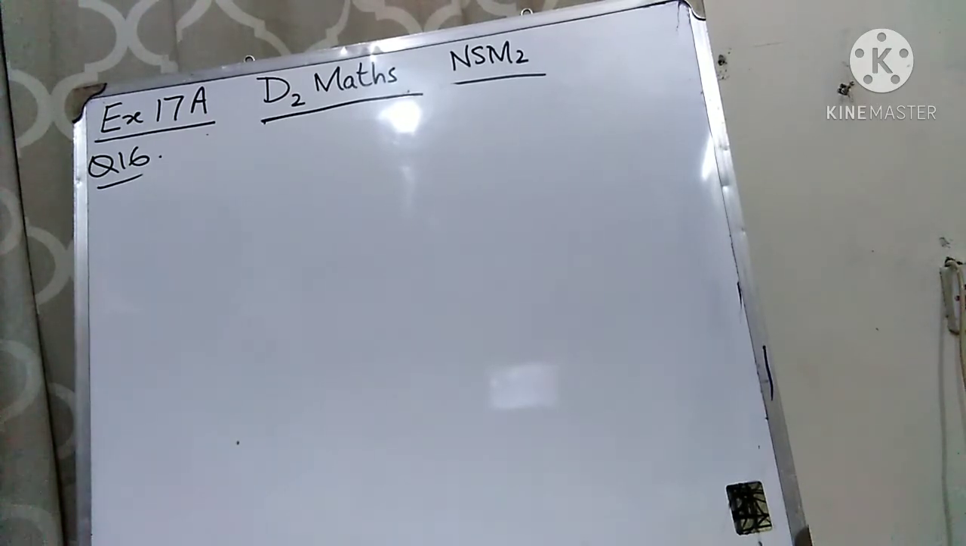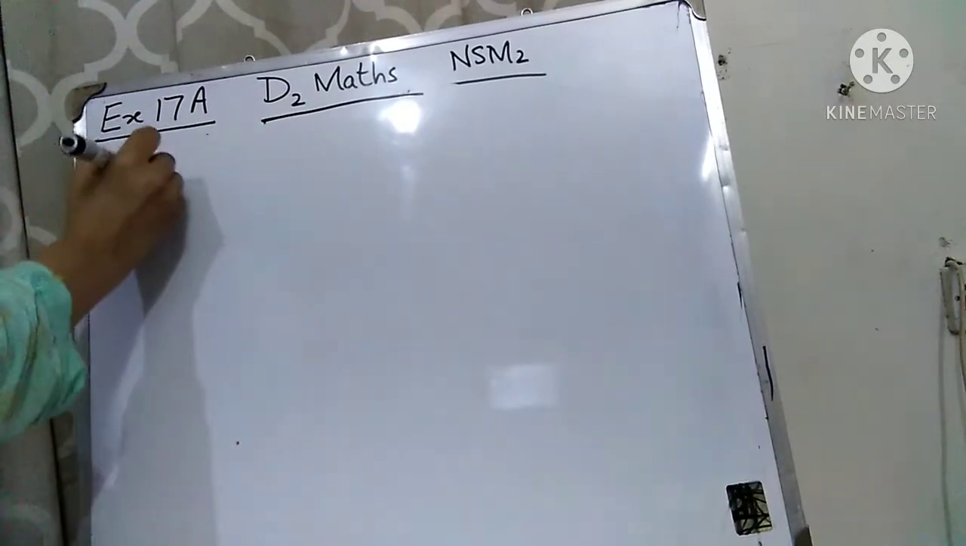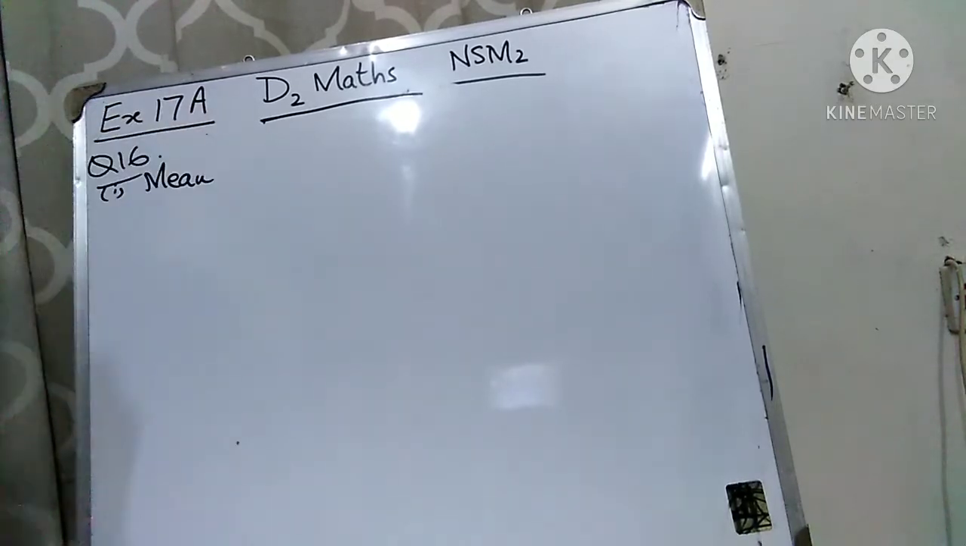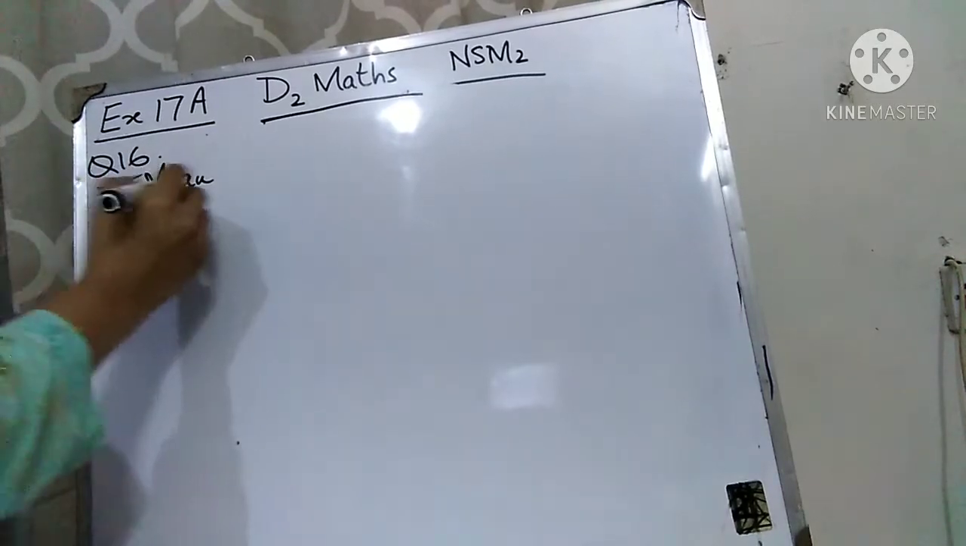Alright, first write down mean. I'm going to explain you the first part. First, draw the table which is given, in which the mean is given, and you have to find out the frequency. So the mean is 21.0.